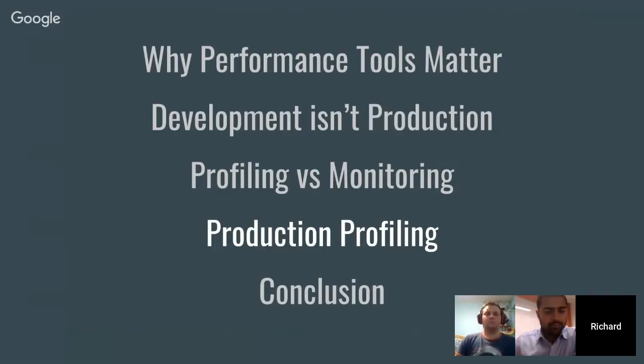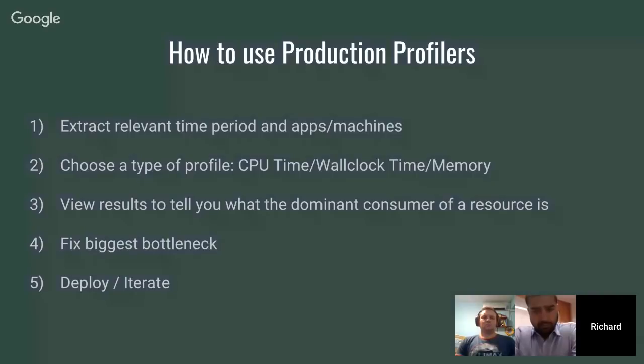So let's take a look at production profiling. Well, firstly, let's say how we might want to use a production profiler in terms of a system. Well, if you've established that you've got a performance problem over a certain time period on some certain apps, I mean, it could be different services and systems within your system, you want to query for that time period in those machines. You want to look at a type of information to profile. So we'll talk about CPU time and wall clock time as well. You could also memory profile in production as well. You want to view the results of what the dominant consumer of your resources is.